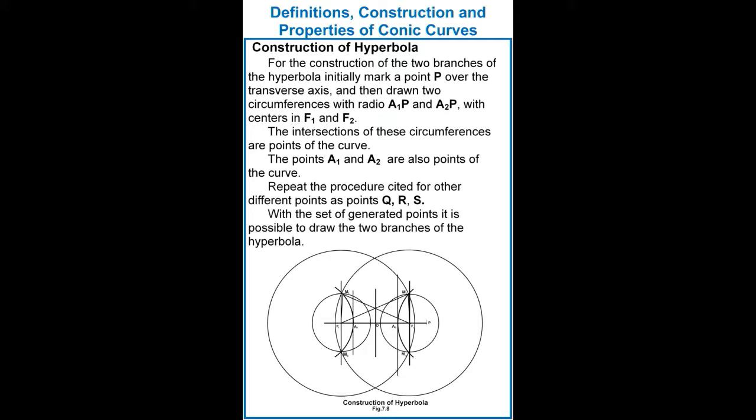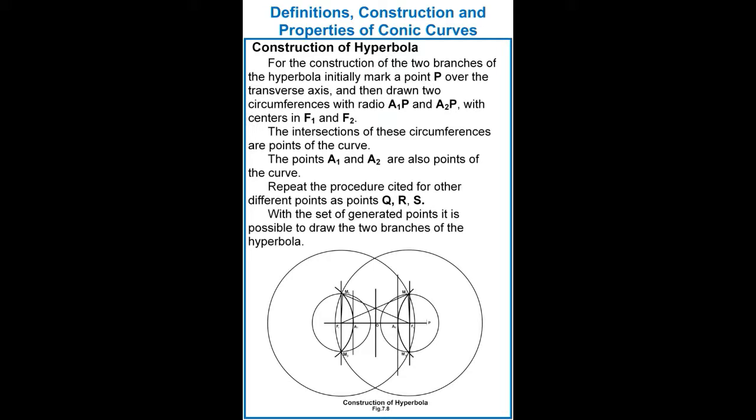In this first slide of this third class of Chapter 7 of this course of Basic Geometry, Figure 7.8 is presented, which shows the method of construction of the hyperbolic curve. For the construction of the two branches of the curve of the hyperbola, the transverse axis is drawn with the points F1, F2, A1 and A2, and then the point P is marked.